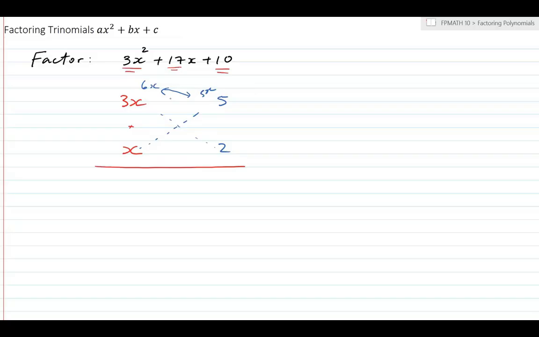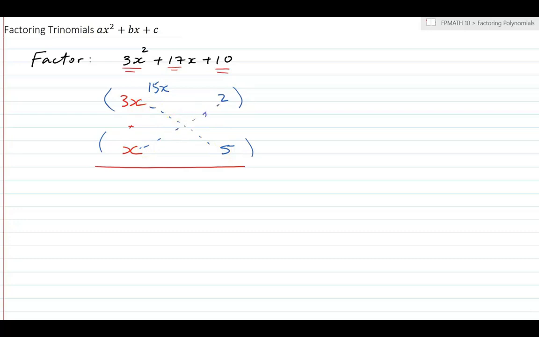So we've got to come up with another option. Let's put 5 beside x and 2 beside 3x. Let's look at this option. So we've got 2 and 5 in here, and we're going to do the checking again. That would give us 15x when we multiply it across.